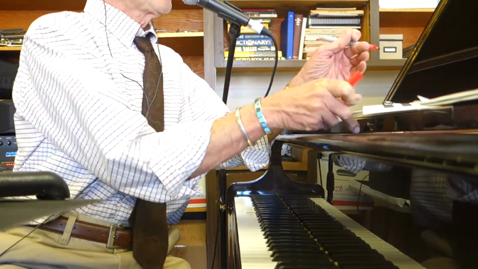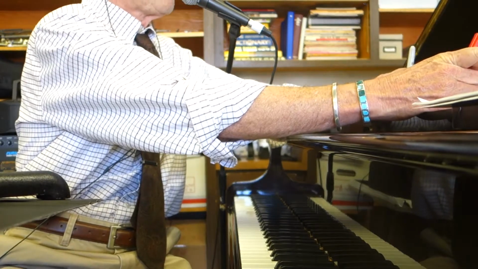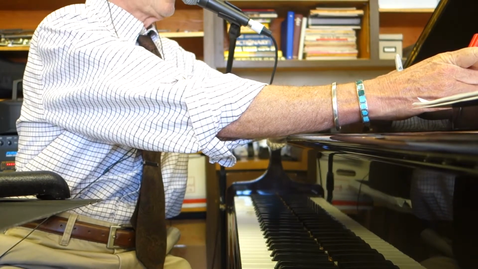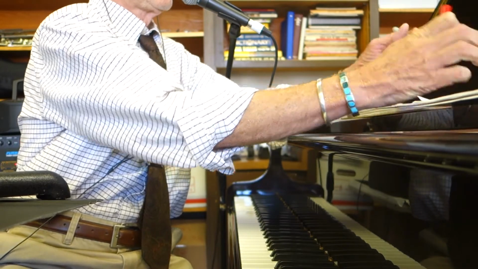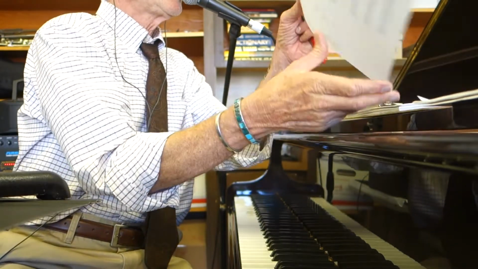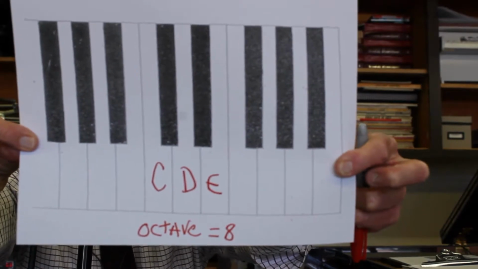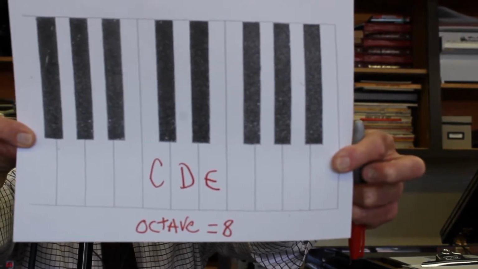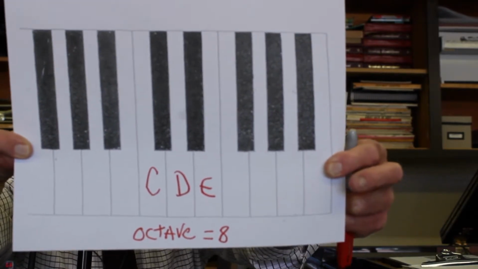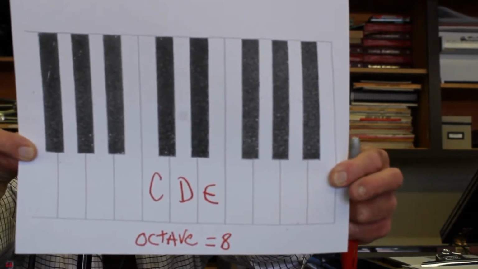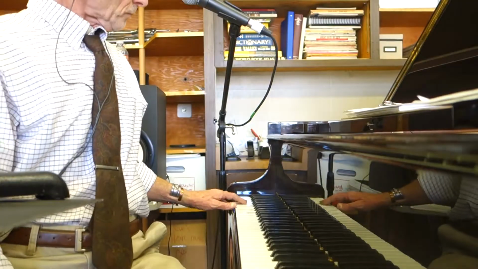Okay, everybody, we're going to learn a musical term, and this is called octave. Octave means 8. Everybody say the word octave. Okay, now, we've learned C, D, and E. Now we're going to go on to F. It's on the left side of the 3 black notes. Okay? Start on the very lowest one.